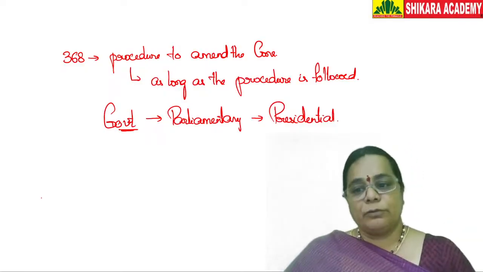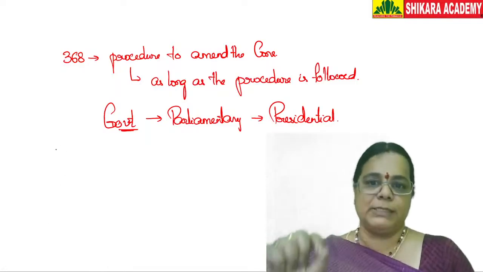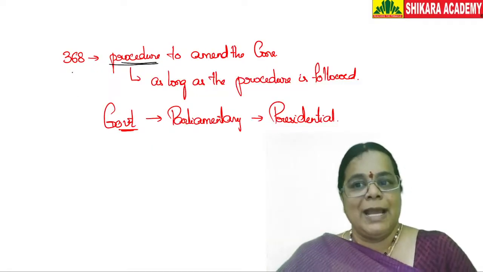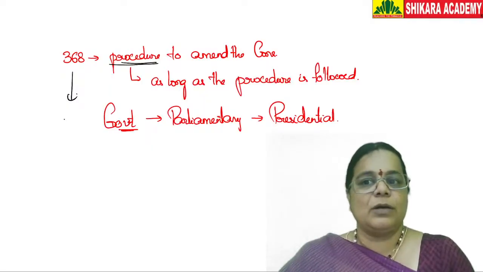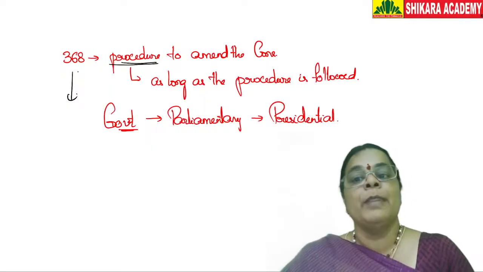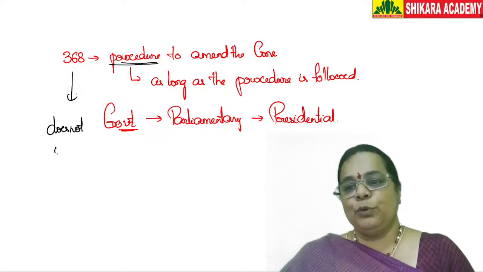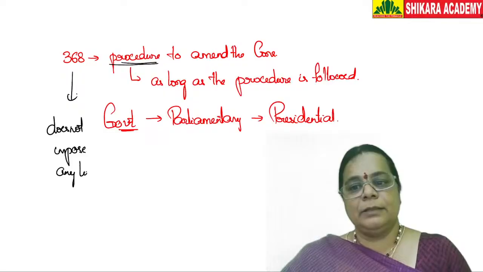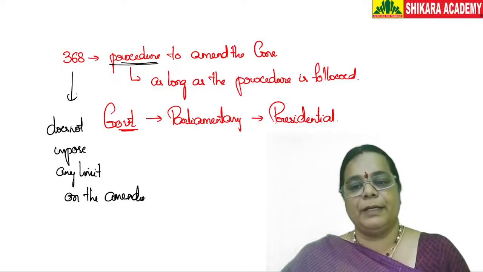So the doctrine of basic structure was necessitated. It was brought into existence because Article 368 only gives you the procedure. It allows the parliament to amend anything in the constitution as long as the procedure is followed. So 368 does not impose any limit on the amending power of parliament.